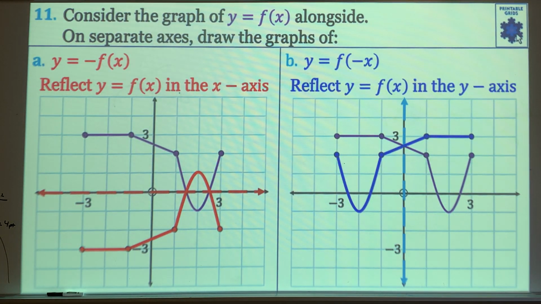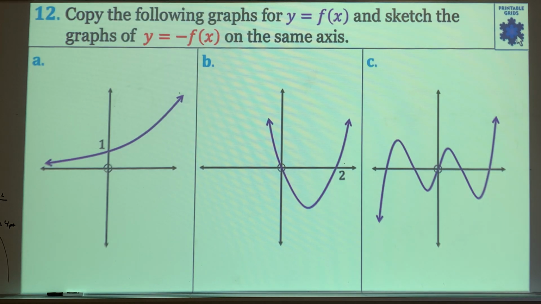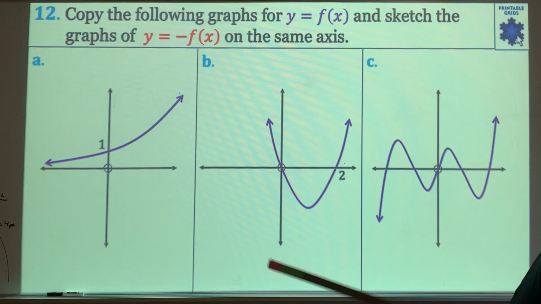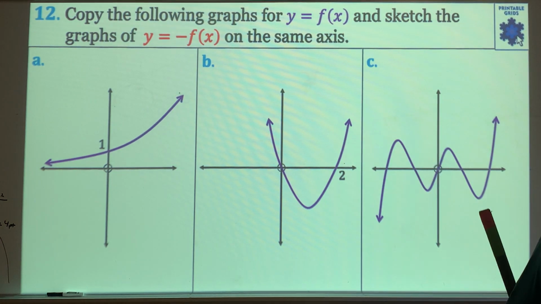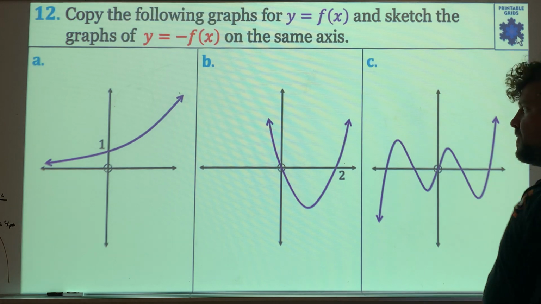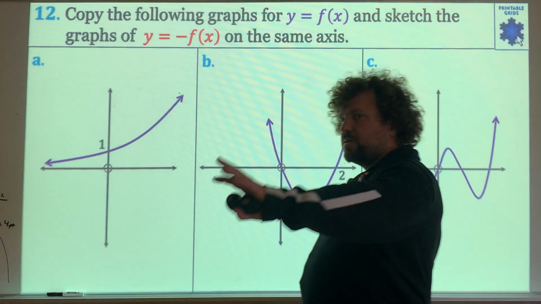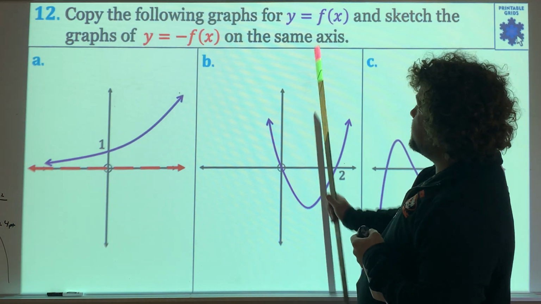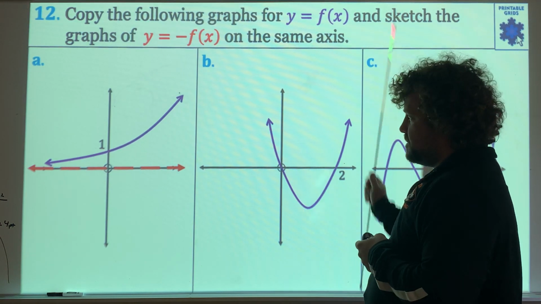All right, so you're going to do another set. Copy the graphs and sketch the graphs on the same axis. Now you're just doing y equals negative f of x, you don't need all the special stuff. So what does y equals negative f of x mean? That means you are going to reflect over what axis? That's right, your x-axis, so they're all being reflected over the x.